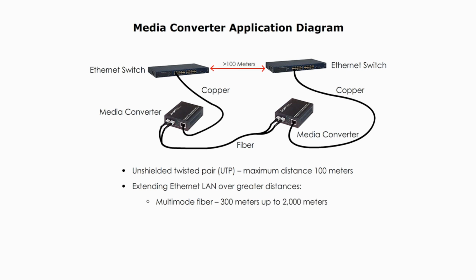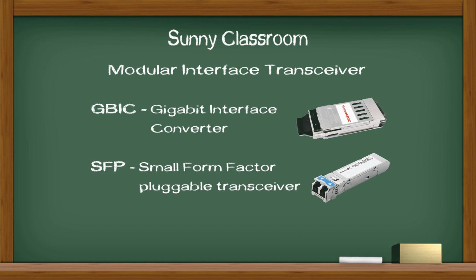For example, multi-mode fiber can transmit over a distance of about 300 meters up to 2,000 meters, depending on transmitting rate. The single-mode fiber can transmit over a distance from 5,000 to 10,000 meters. Another benefit of using fiber is protecting data from electromagnetic interference, or EMI. Now let me introduce two types of modular interface transceiver, GBIC and SFP.